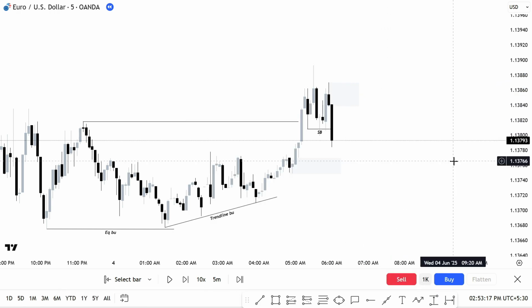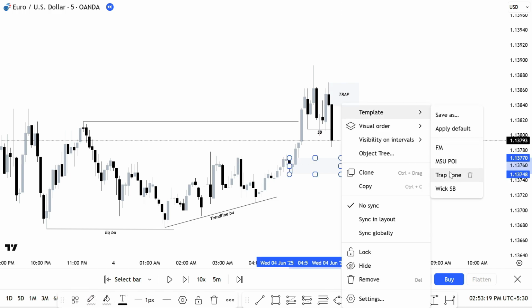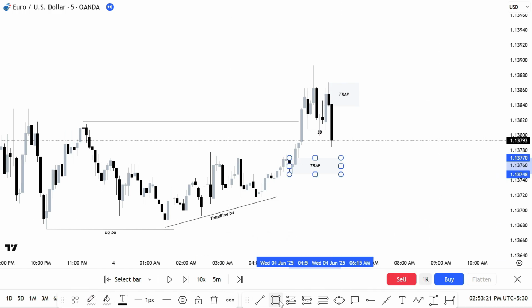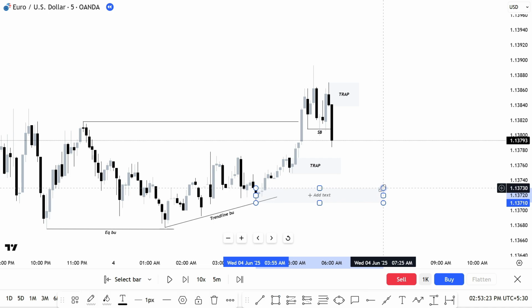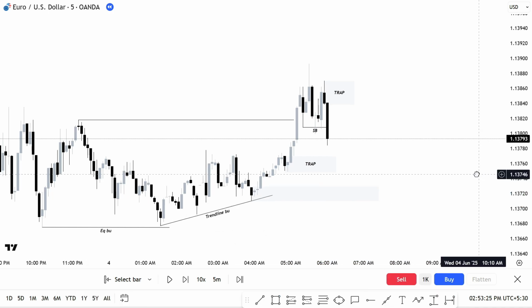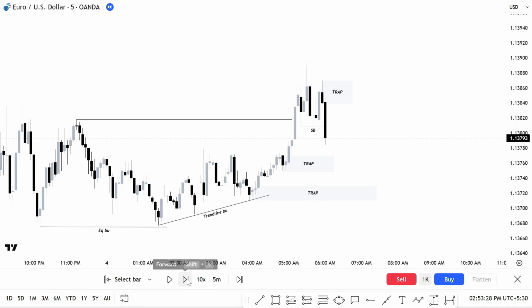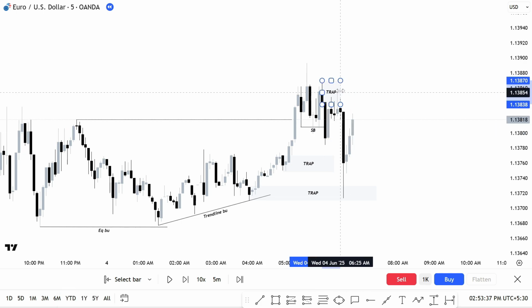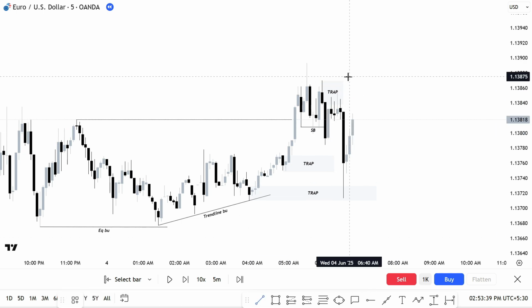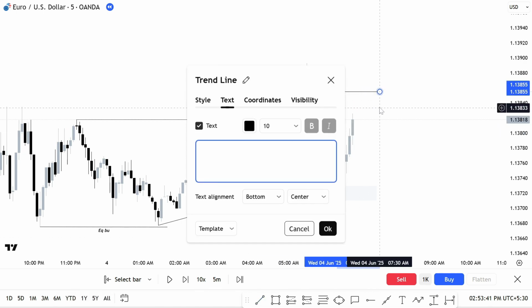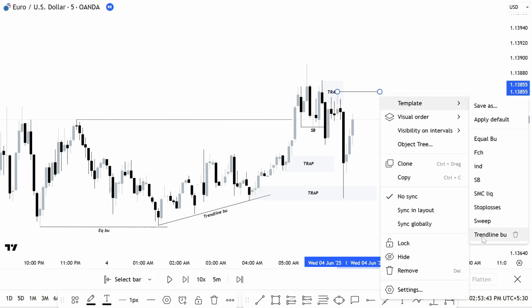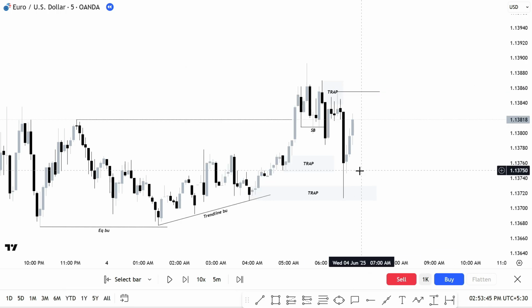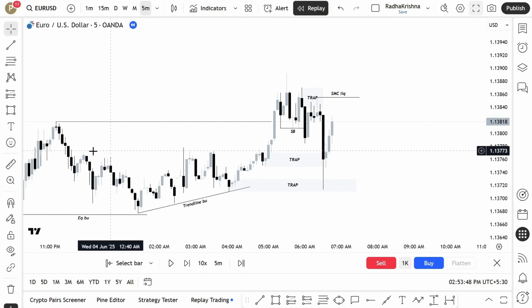Let's mark it as a trap zone. This is also a trap zone. SMC traders got induced over here. Price created SMC liquidity at this point. This trap zone was invalidated by the price.